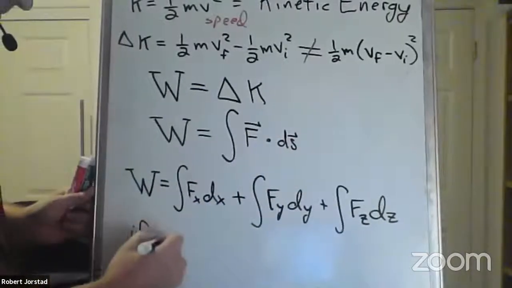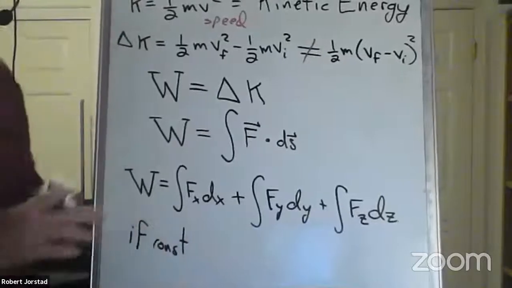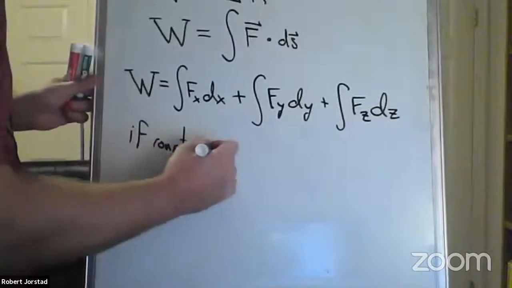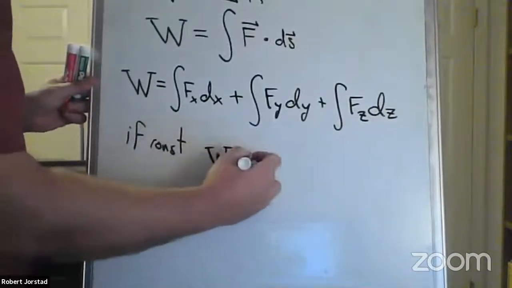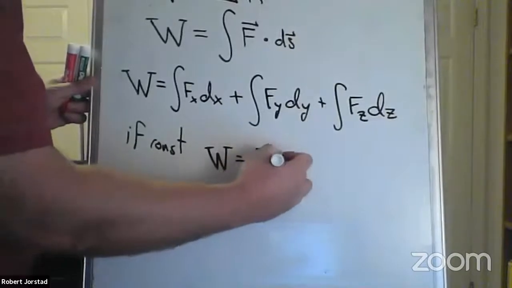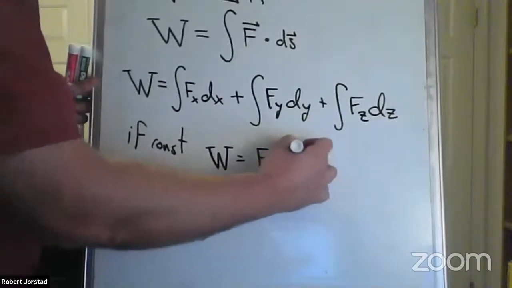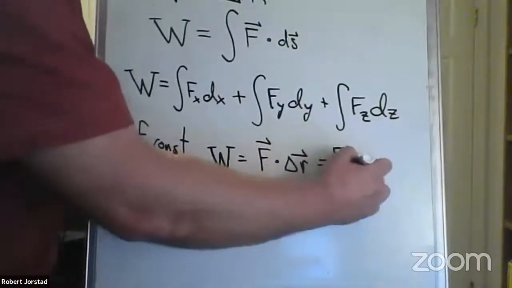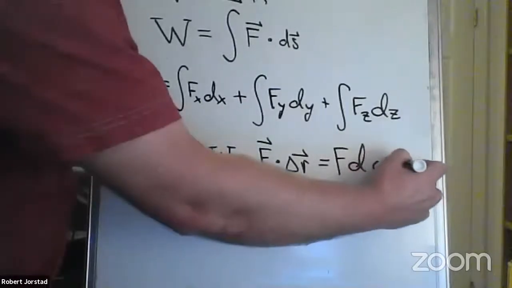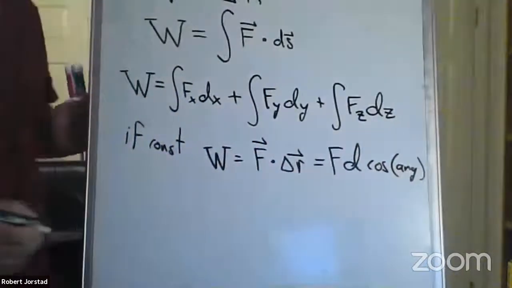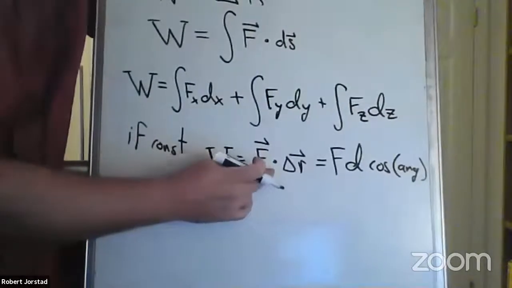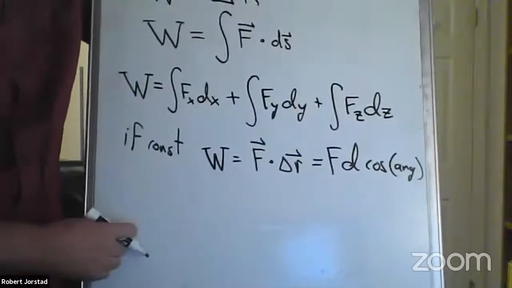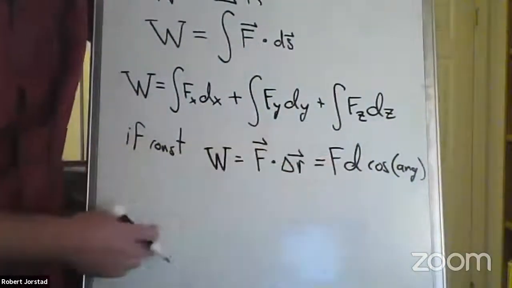If the force is constant, there's a couple of ways we can handle this without having to do all this work. If it's constant, we could actually say the work done by a force is equal to F dotted with the displacement vector, which usually ends up being F d cosine of some angle. Remember, a dot product is AB cosine or F r cosine or whatever. So this is a cool trick that we can use if the force is constant.